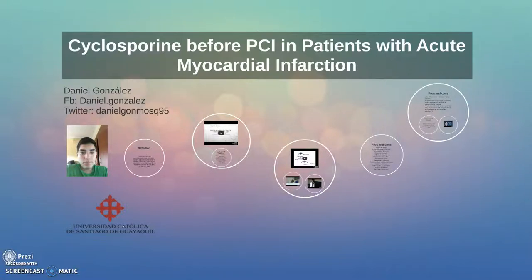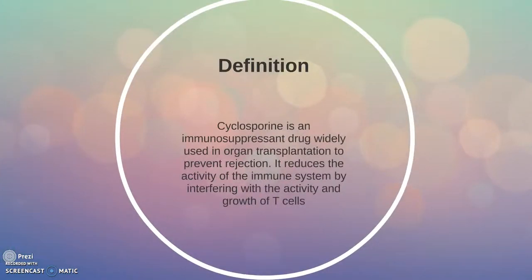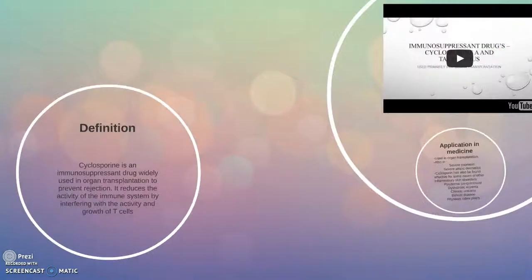Cyclosporine before PCI in patients with acute myocardial infarction. Definition: Cyclosporine is an immunosuppressant drug widely used in organ transplantation to prevent rejection. It reduces the activity of the immune system by interfering with activity and growth of T cells.